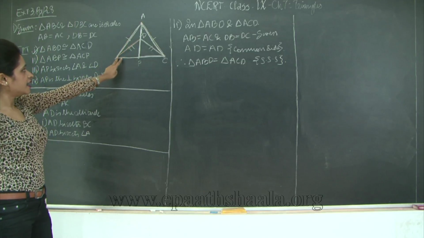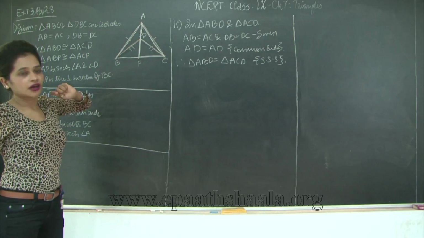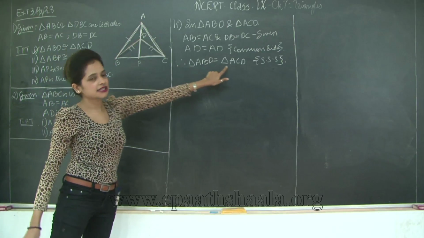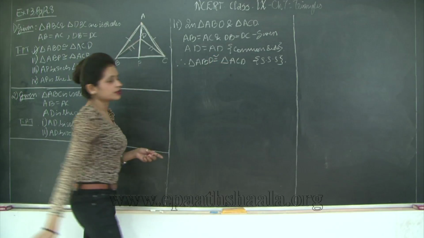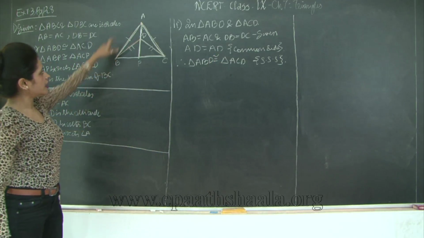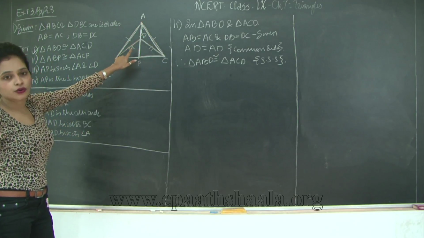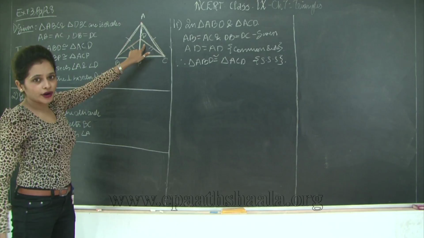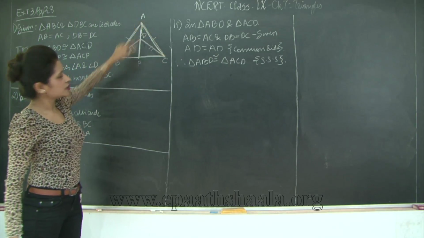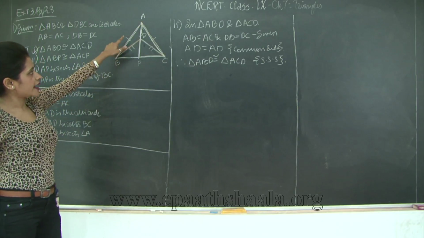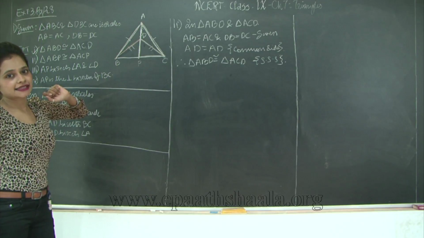But I can say that BAP is equal to CAP. Why? Because we have proved that triangle ABD is congruent to triangle ACD. Therefore, angle BAD is equal to angle CAD. Why? Corresponding parts of congruent triangles. So I can extend the point D over here and say that BAP is equal to CAP. So now the two triangles, ABP and ACP, are congruent by the side angle side test of congruence.